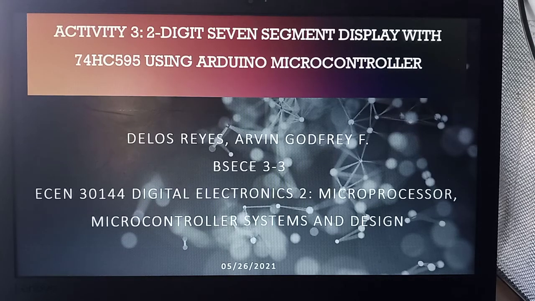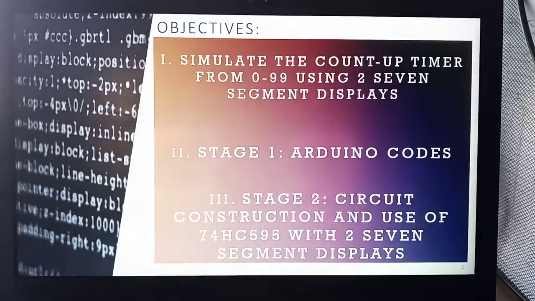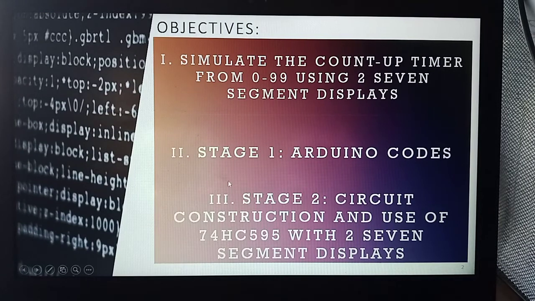I am Arvin Godfrey of BSECA33 and I have been tasked to present my activity number 3, which is a 2-digit 7-segment display with 74HC595 using Arduino microcontroller. So let's proceed. My objective is to simulate the count-up timer from 0 to 99 using two 7-segment displays.